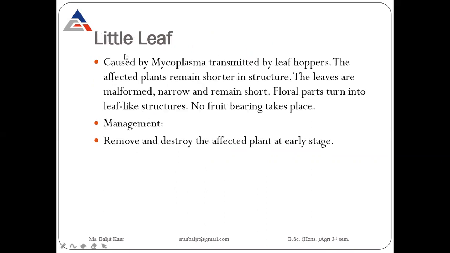So the next disease is little leaf. In this disease the height of the plant is stunted, the leaves are malformed, very narrow and they remain short. Flower parts are also turned into leaf-like structures and there is no fruit bearing on the plants, right? So little leaf is caused by mycoplasma and this is transmitted by the leaf hopper. Leaf hopper is an insect that transmits the disease little leaf.